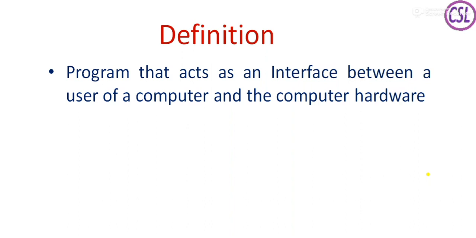Basically, a computer system consists of different hardware parts. To work with the hardware parts, we need a software that is called operating system. We can call it a software or we can call it a program. And if you call it a software, the operating system comes under the category of system software. But the intention is that it acts as an interface between user and the computer hardware.